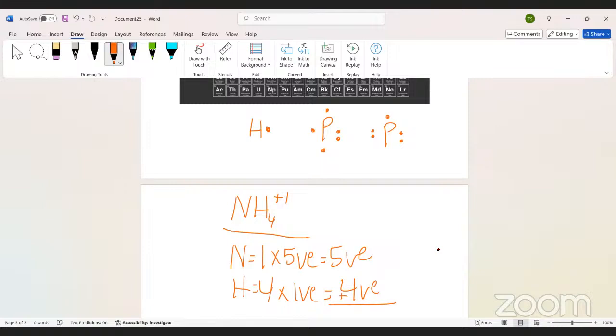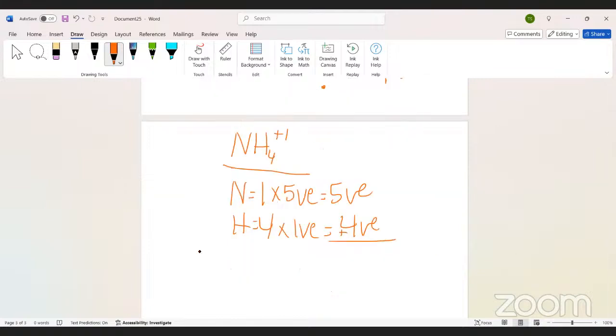Now, you're going to add those together, and you're going to get 9, yes, but here is the deal. You get 9, but because of that +1 charge up here, we're going to actually subtract 1. In chemistry, when it's positive, we subtract. When it's negative, we add. Now, I'm going to show you the easiest way to draw this out. The easiest way.